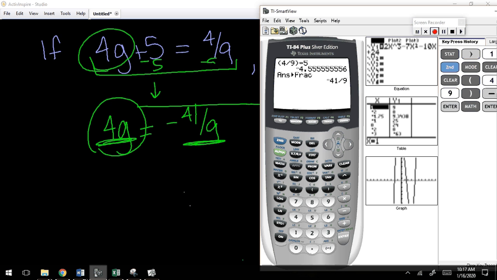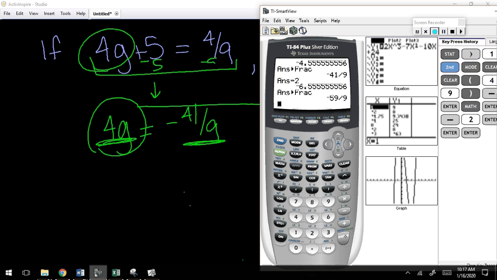All right, so now I need to subtract 2. And again, I want my answer as a fraction because however I start, that's how I want to end. Those calculators will do it. Math, enter, enter. So negative 59 over 9.